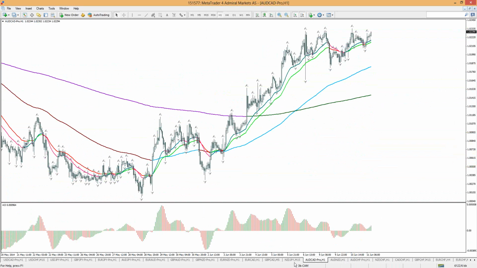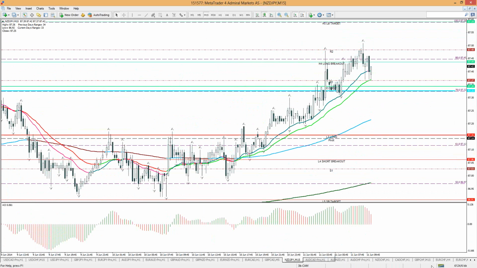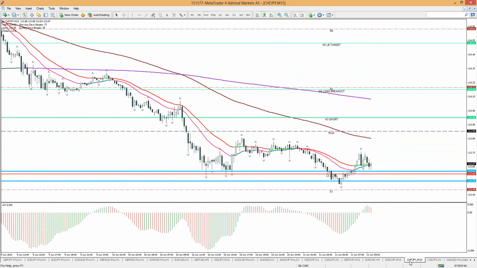The Aussie is also finding some follow-through against the CAD. That's about it. We can take a look at others still. If you have a particular pair in mind, let me know, okay? I can still take a look at that.